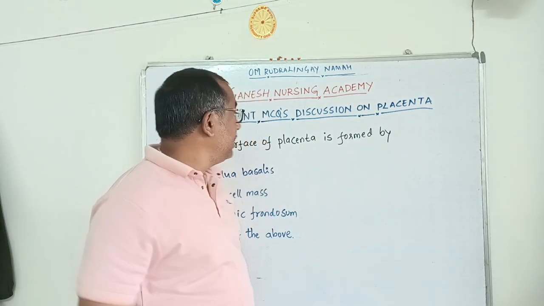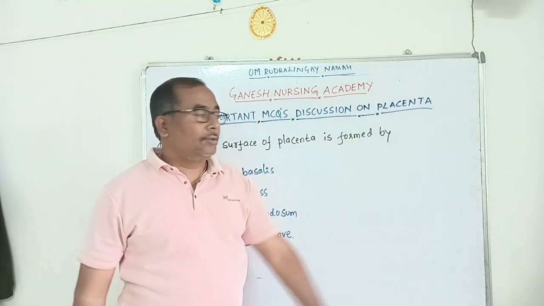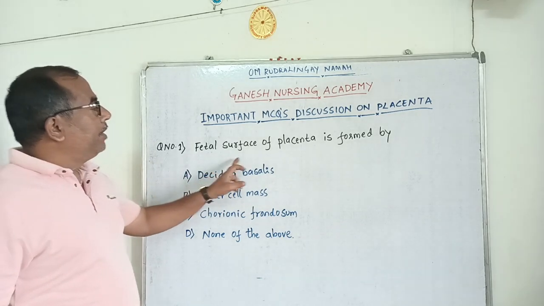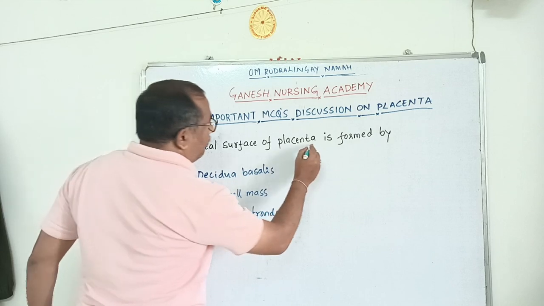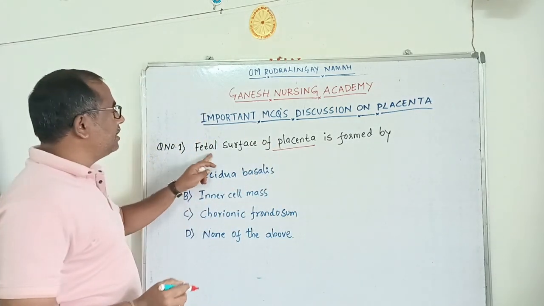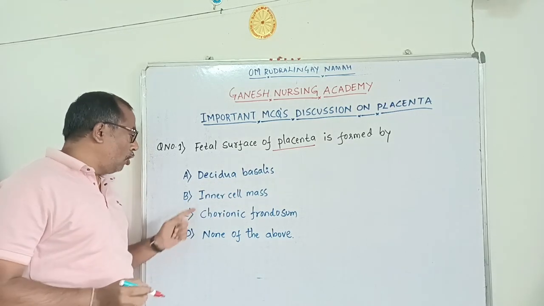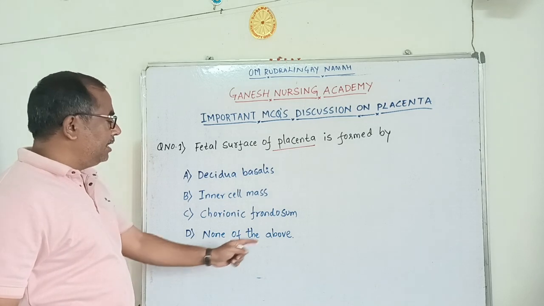So let's begin with the important MCQs discussion on placenta. First one is question number 1. Fetal surface of placenta is formed by: option A deciduobasalis, option B inner cell mass, option C chorionic frondosum, option D none of the above.